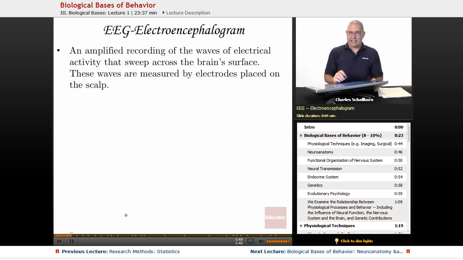First is an EEG, an electroencephalogram, and that's an amplified recording of the waves of electrical activity. In case you didn't know this, inside of our heads, we actually have a lot of electrical activity. If you've ever seen The Matrix, one of the things that Morpheus says is that the body has so much electrical energy that can be used by the machines. And it's true. We are electrochemical machines. And so we actually have electrical waves that are going through our brain.